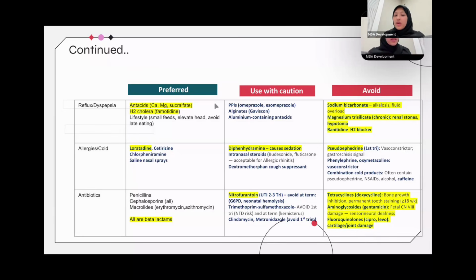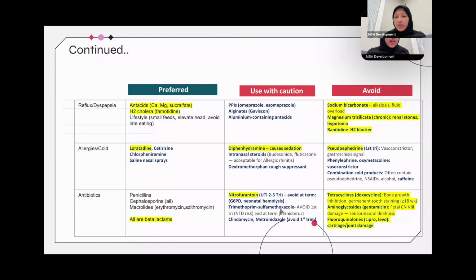These are fine. Now, use with caution in pregnant women with UTIs are usually nitrofurantoin because you should avoid them at term, but you can still use them if they have UTIs in second and third trimester. Why is that? Because they can cause G6PD or neonatal hemolysis. There's no way to memorize this, but nitro, I guess, nitrogen, nitro, these things are used with caution. Nitrogen gas.